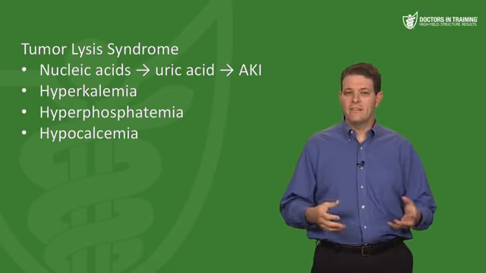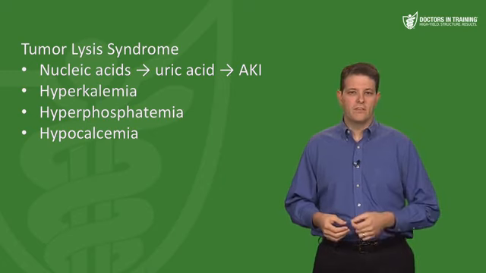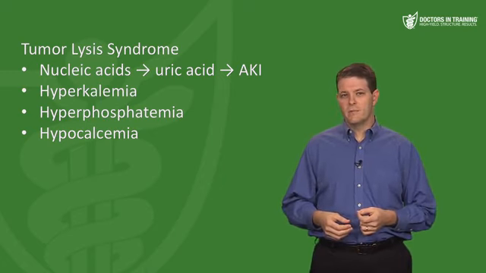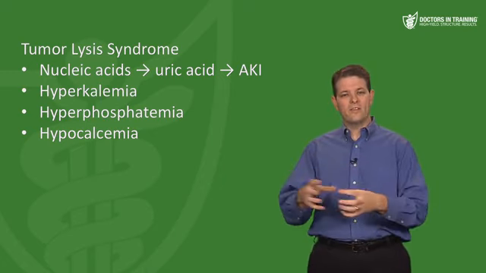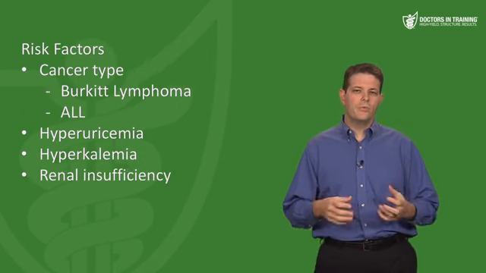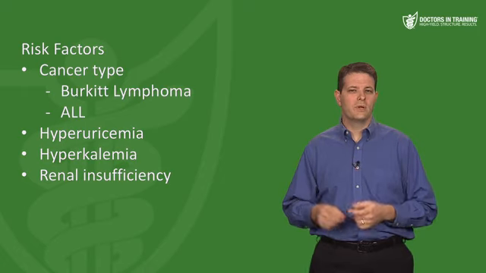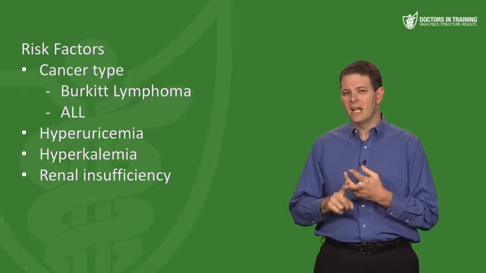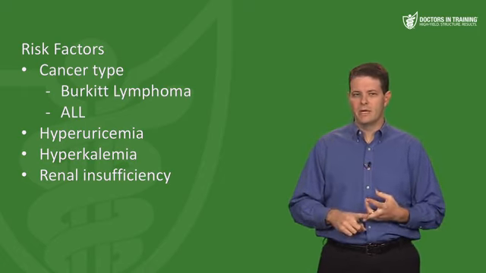The release of potassium leads to hyperkalemia. The release of phosphates leads to hyperphosphatemia. And then all that phosphate can sequester the patient's calcium, and that leads to hypocalcemia. Now, tumor lysis syndrome is especially problematic when treating Burkitt lymphoma and ALL, acute lymphoblastic leukemia.